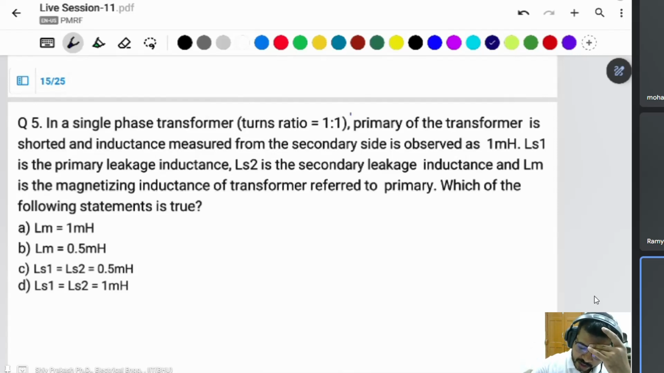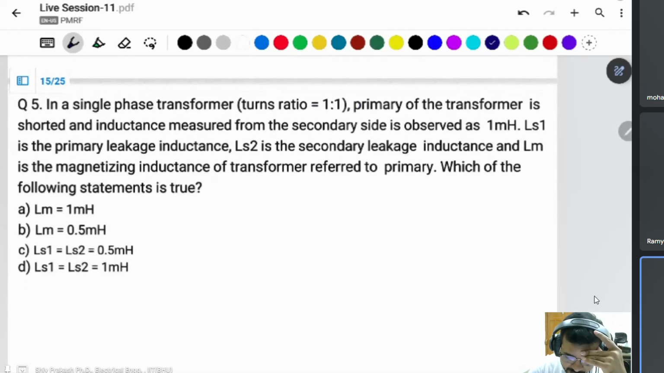Okay, the turn ratio is the same. The primary of the transformer is shorted, and the inductance measured from the secondary side is observed as 1 millihenry. We transferred everything into a circuit. LS1 is the primary leakage inductance, LS2 is the secondary leakage inductance, and LM is the magnetizing inductance of the transformer referred to the primary side. It means the output side is also referred to the primary side. Which of the following statements is true?